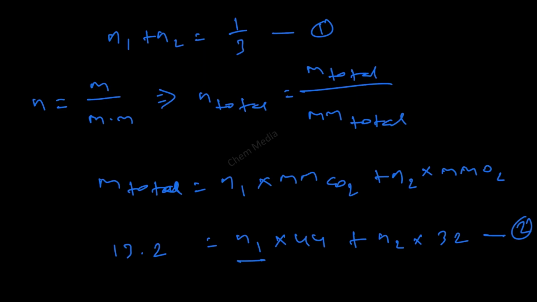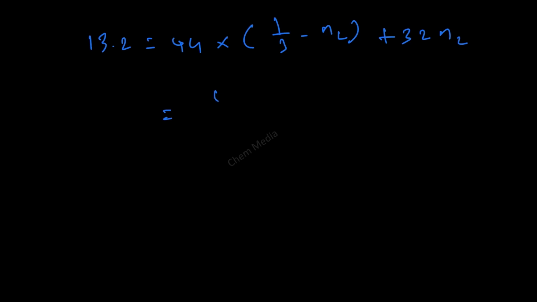Now let's substitute the value of N1 in equation 2 from equation 1. N1 we can write as 1 by 3 minus N2. So let's substitute that in this equation. So therefore, 13.2 is equal to 44 times (1 by 3 minus N2) instead of N1, plus 32 times N2. So therefore, this is equal to 44 divided by 3 minus 44 N2 plus 32 N2.